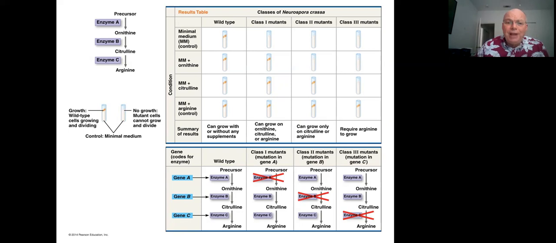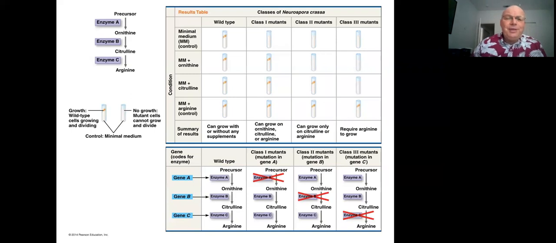Now, they did double check to make sure that, in fact, the class 2 mutants could convert precursor to ornithine, and it could. And they did check to make sure that the class 3 mutants could convert precursor to ornithine to citrulline, and it could, confirming that the problems lay with the enzymes that they suspected were the ones at fault here.